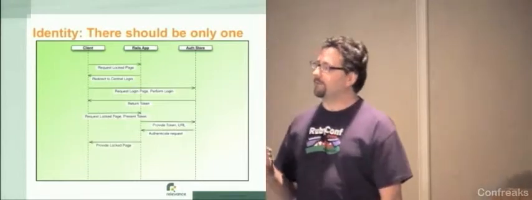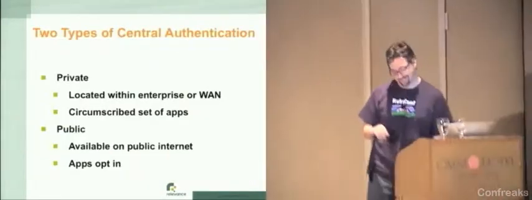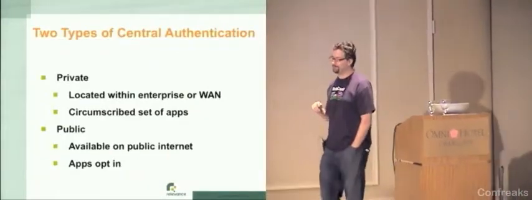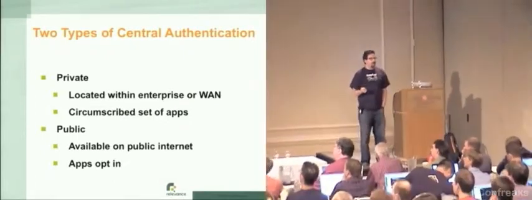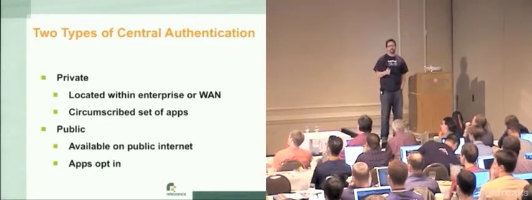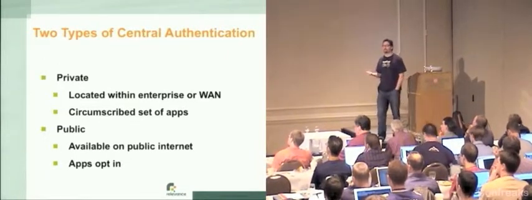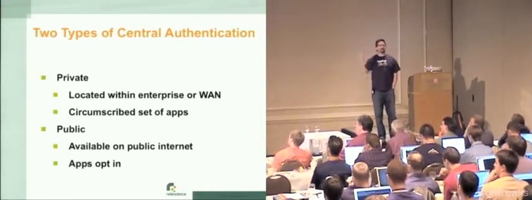Now, we'll come back and talk about this stupid UML diagram in a minute, but there are two types of central authentication in the world. There's private and there's public. A private central authentication system is one that works within some sort of boundary, within a firewall, on a LAN, on a WAN, within a corporate environment.